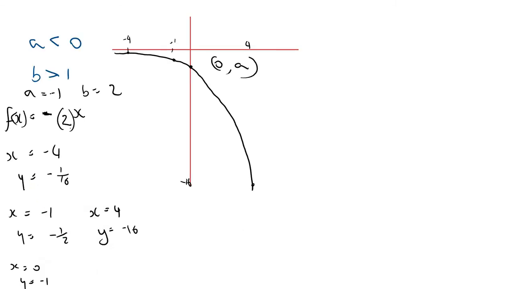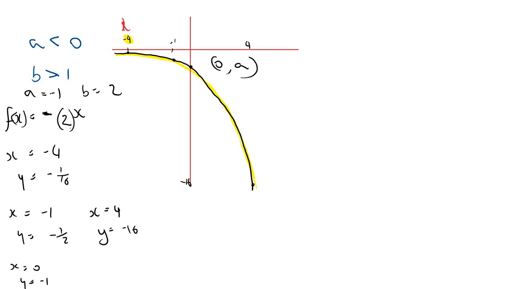So the next one I'm going to look at is where a is negative. And we can see that the shape changes with routine increases in x. Not much happens to y at the start, but then y decreases dramatically. So if we let a is equal to minus 1, for example, and b equal to 2, we have a function f of x is equal to minus 2 to the power of x.